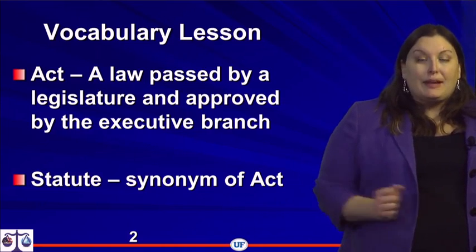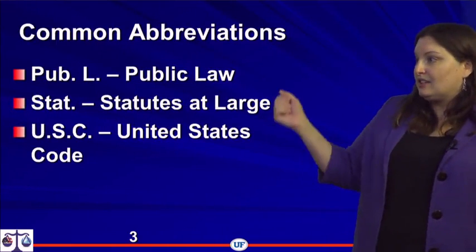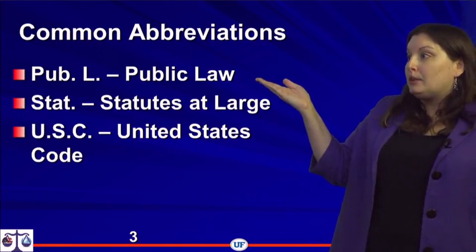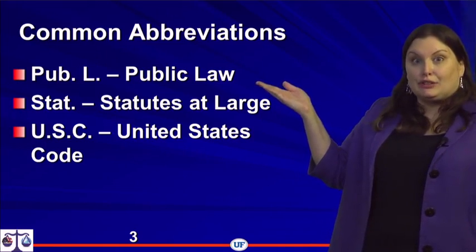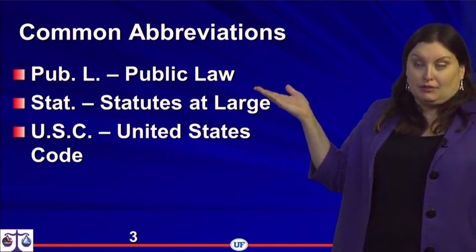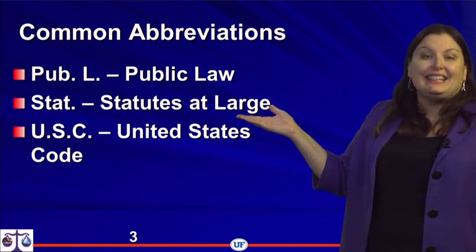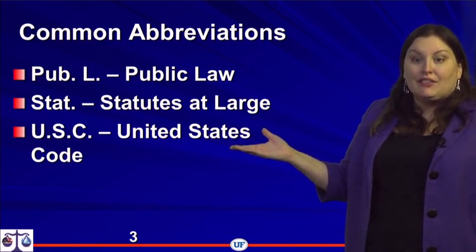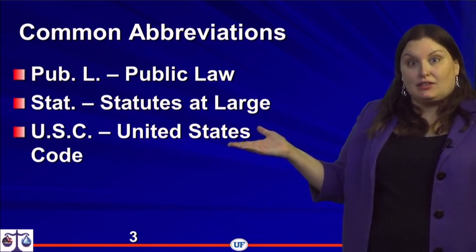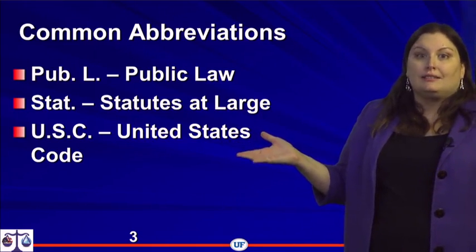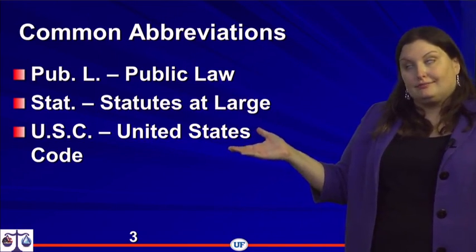So we're going to talk today about that publication process. But first, let's take a quick look at some common abbreviations. The first is public law. Now, the public law is going to be the very first stage of publication. It will then go to the statutes at large with the abbreviation STAT in your citations. Finally, we have the U.S. Code, or USC. You may also see state statutes abbreviated, such as FLA Stat, and that's referring to the Florida statutes in their codified version.